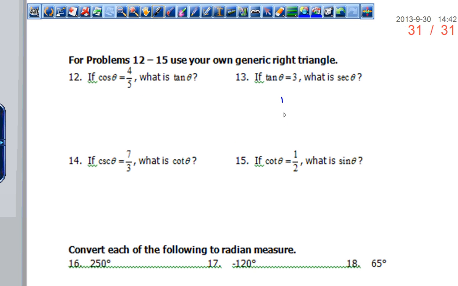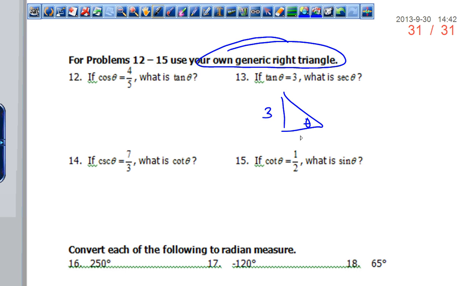All right, 13. We're making our own triangle. This is your own generic triangle, so put theta wherever your heart desires. As long as you keep it consistent, it will not matter. Now, tangent is opposite over adjacent, so 3 would have to be 3 over 1, which means our hypotenuse is square root of 10. Sorry, 9 plus 1 is 10. Take the square root of that. We can't break it down, so it's just square root of 10.